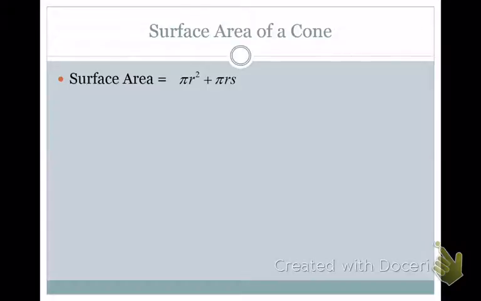Surface area of a cone. The surface area of a cone is, you've got the circular base, that's pi r squared. And then to do the side, you're going to do pi times the radius times, again, they use S. I like to use L for the slant height. S and L. Okay. They use S, I guess because it stands for slant height rather than L. Pi r squared plus pi r L or pi r S.